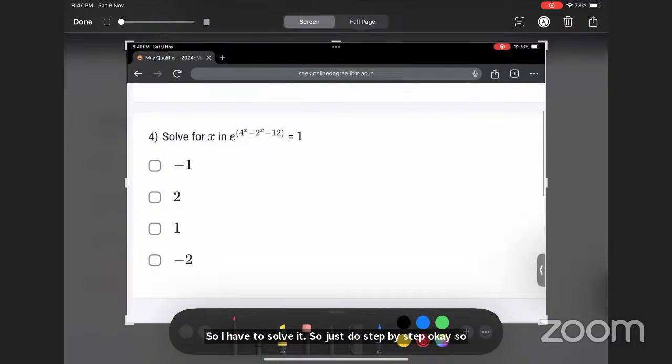You have to just cancel this e, right? For that, you have to take the logarithm with base e, that means the natural logarithmic function. So we will take ln here and ln here. Okay. So we will then get 4 to the power x minus 2 to the power x minus 12 equals ln 1, which is equal to 0. Is it clear?